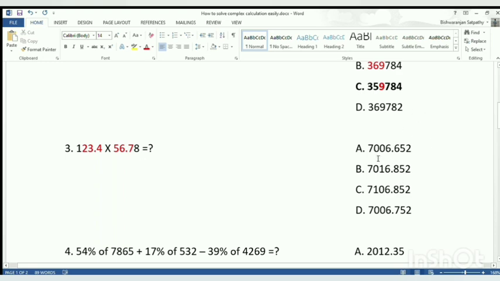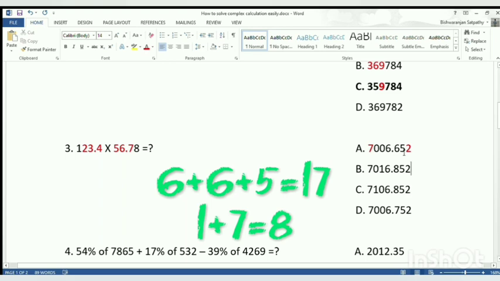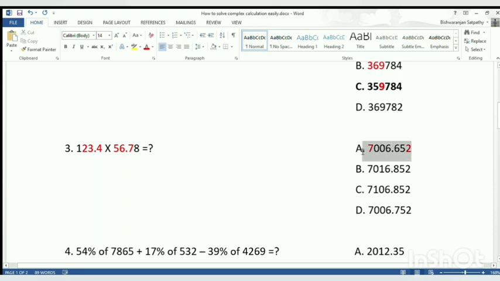Okay. So let's check the first option. 7 plus 7 and 2 will get eliminated because the digit sum is 9. So 6, 6, 5. 6 plus 5 will be 11. 11 plus 6 is 17. So 1 plus 7 is 8. So this will be our answer.